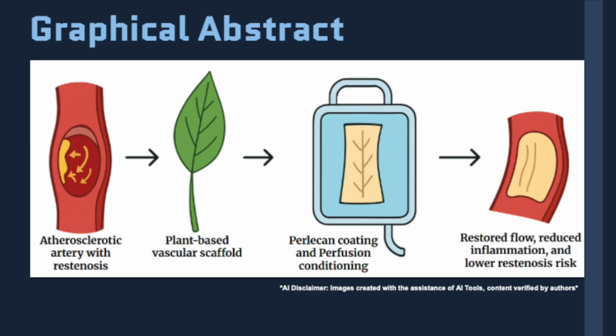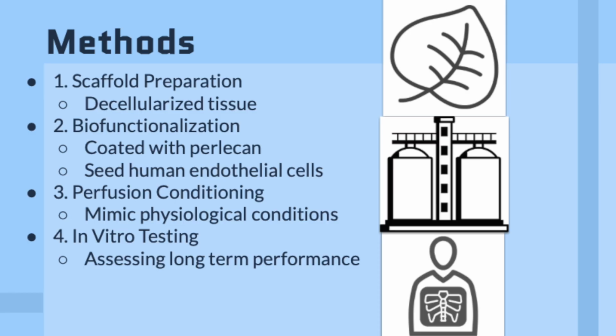Moving on to our graphical abstract, we have the first artery here with restenosis. Then you would move on to finding your plant-based vascular scaffold, and you would coat it and condition it in the bioreactor. And then after implanting it, you would get your restored flow, reduced inflammation, and you would have that lower restenosis risk. Now I'll walk us through the key components of the proposed methodology.